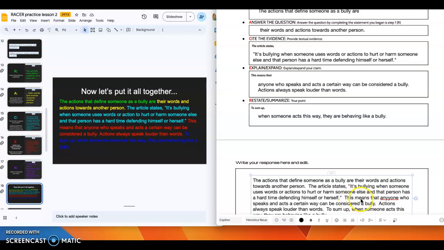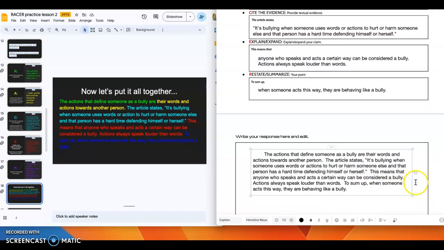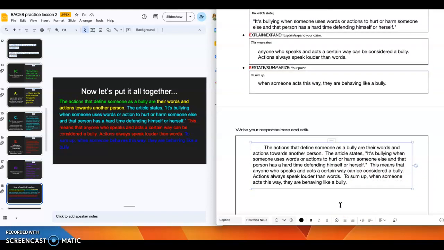Okay. This means that anyone. So here it is. This means that anyone. Oops, and I had a spelling error. Anyone who speaks and acts a certain way can be considered a bully. Actions speak louder than words. That's all here. And then my final sentence to sum up right here, goes right here. To sum up, comma, when someone acts this way, they are behaving like a bully. That's awesome, except this is a paragraph, so I have to indent. So I'm going to come to the front. I'm going to hit tab. Now I have an indentation, and now I have a perfect RACER paragraph.